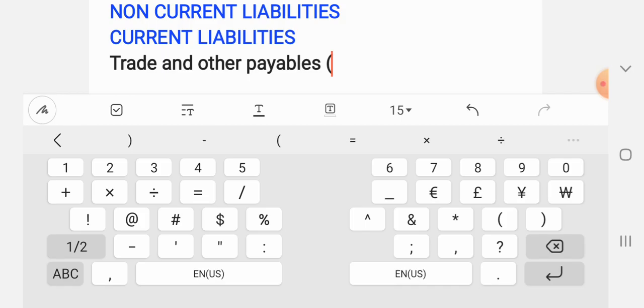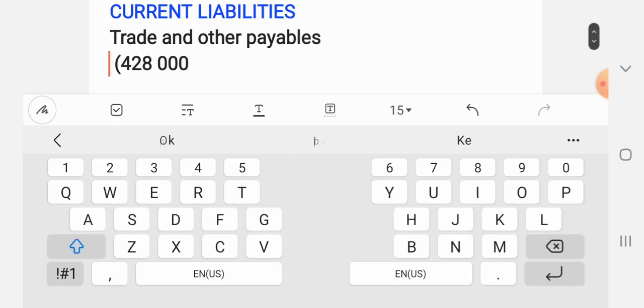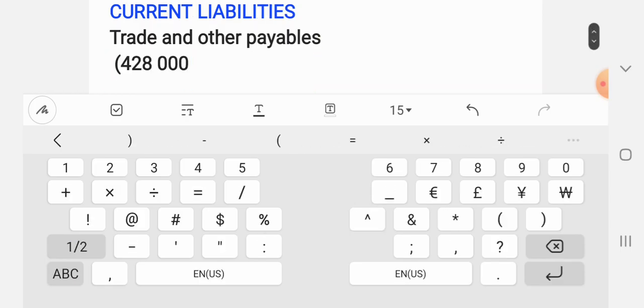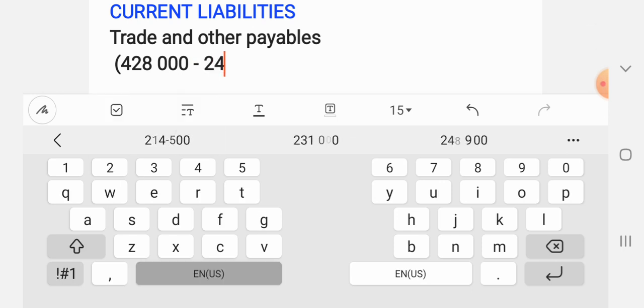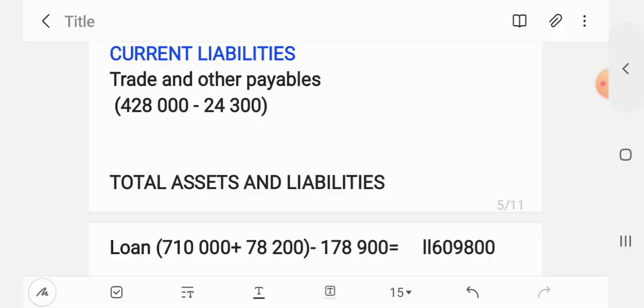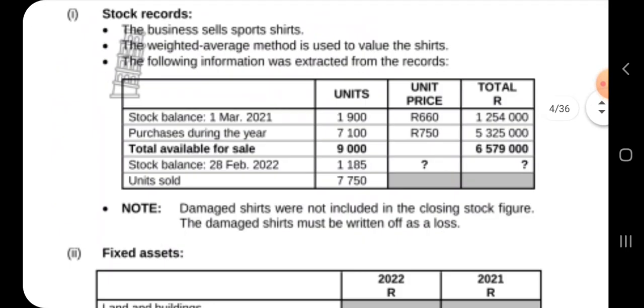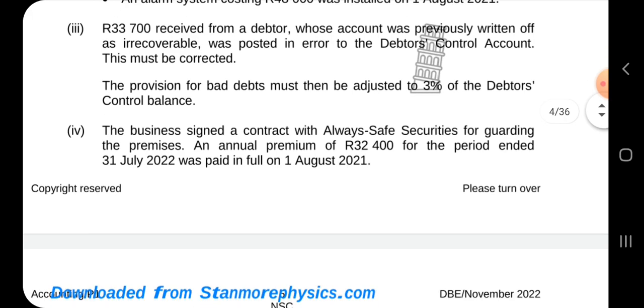Firstly, we'll just use 428. This is the amount for creditors on our trial balance. In fact, let me do this calculation at the bottom so I can have space. This will subtract the 24,300 that was received in advance. Look at the creditors control. Here is 428,000 rand. So that's the one we used on the previous calculations for trade and other payables.